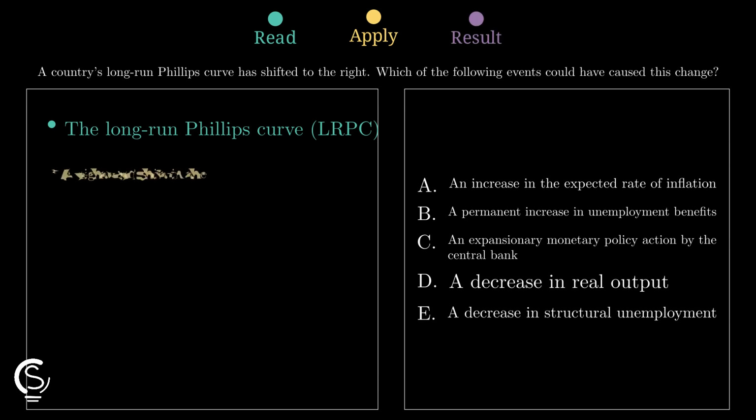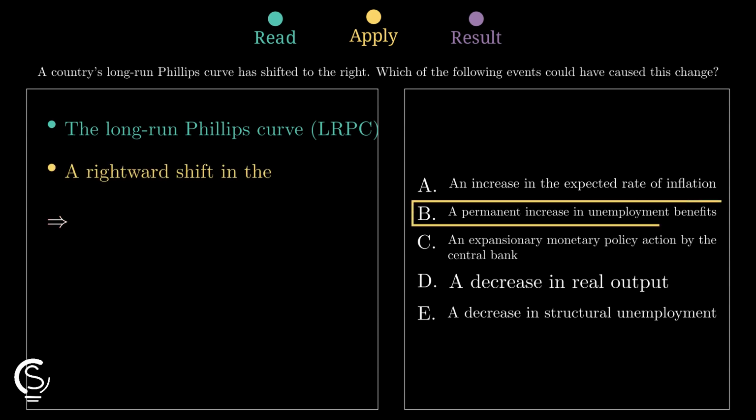Permanent increases in unemployment benefits reduce the opportunity cost of being jobless. This raises the natural rate, making option B the correct answer.